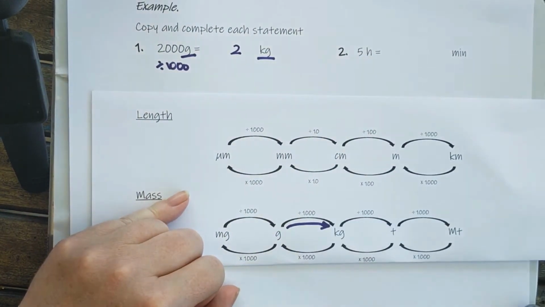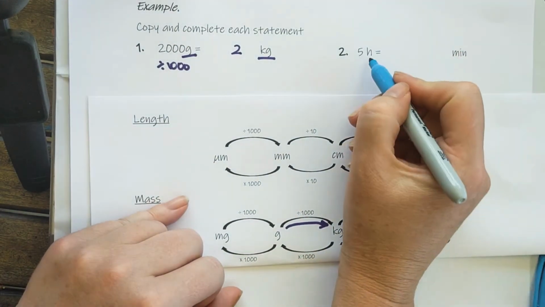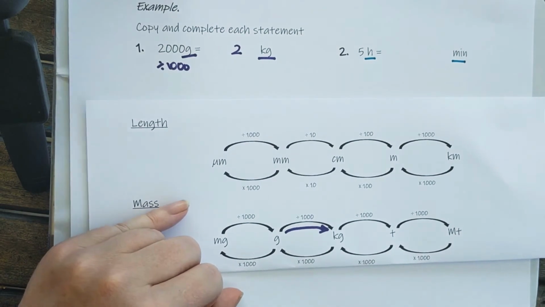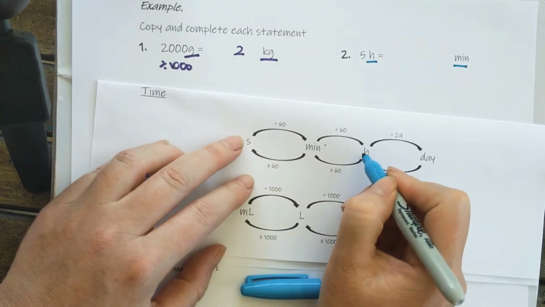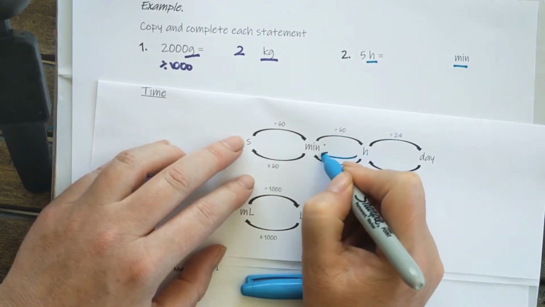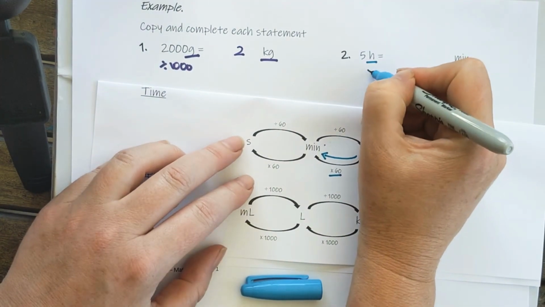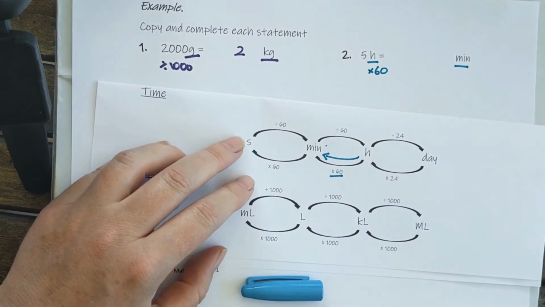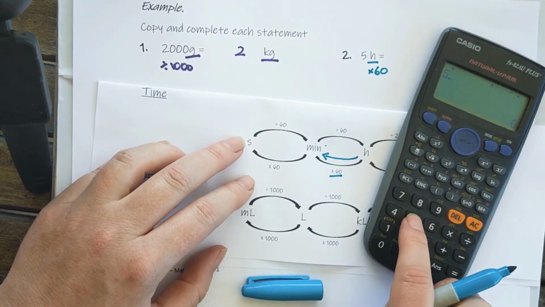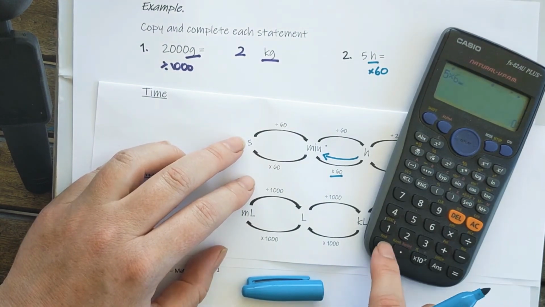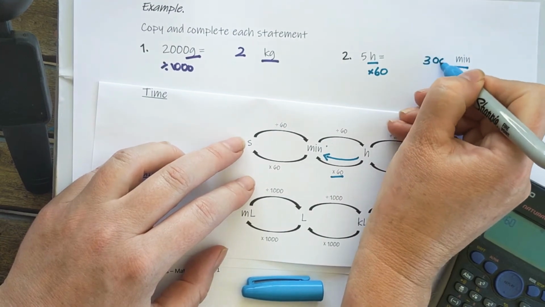Our next question that we're going to look at has got us changing from hours to minutes. So on your diagram, look for the one that says hours to minutes. And here we've got it here, hours to minutes. Make sure you follow the arrow in the right direction. And it tells us that we have to times by 60. So we write times by 60 down, and then we do it on our calculator. The 5 from the question times 60. And we get 300 as our answer. So we write that down.